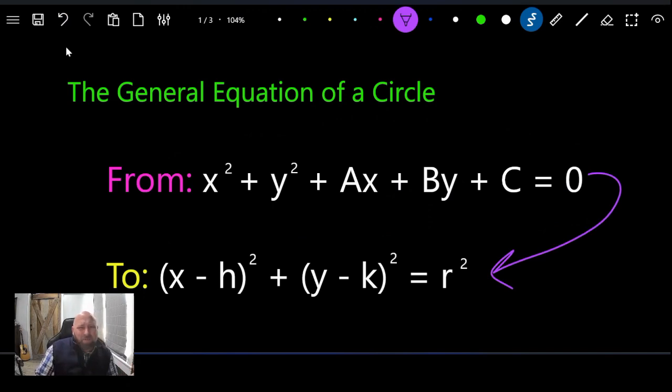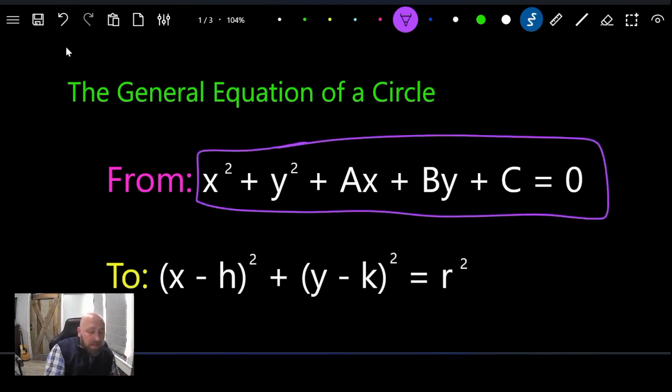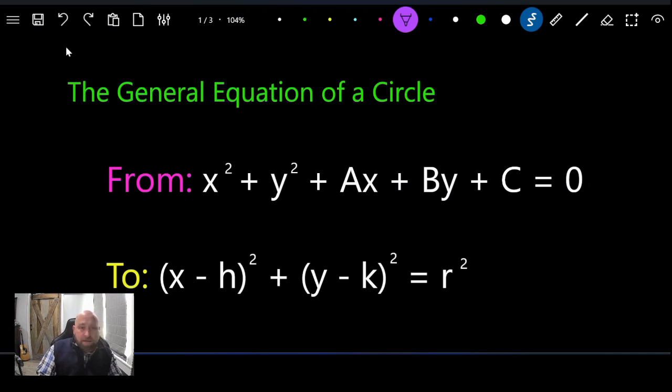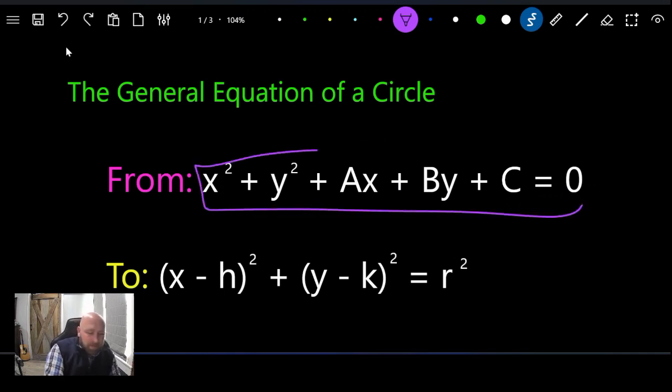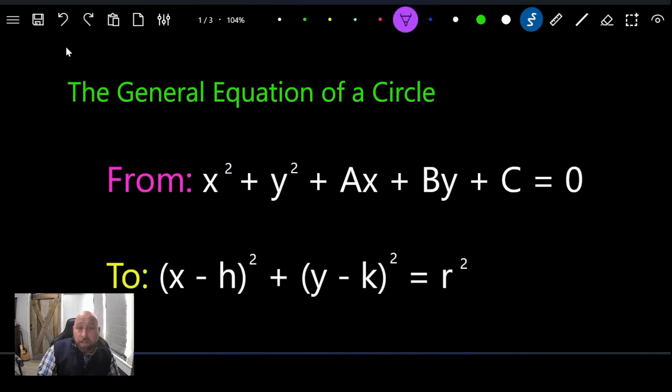Now, you might say, why waste the time doing that? Well, there's some key reasons. One of the biggest reasons is, look, this doesn't have an R. So what's the radius? This doesn't have an H and a K. So what's the center point? Well, we don't know because it's not in standard form. We need to take it from the general form to the standard form. When we get it there, we will understand what the H and the K is and what the R is, and that way we can graph it. So that's why we need to do it.